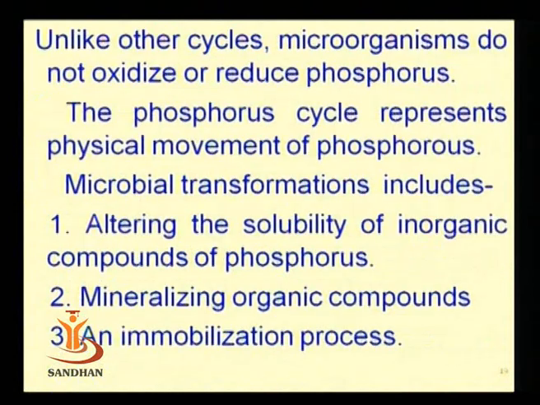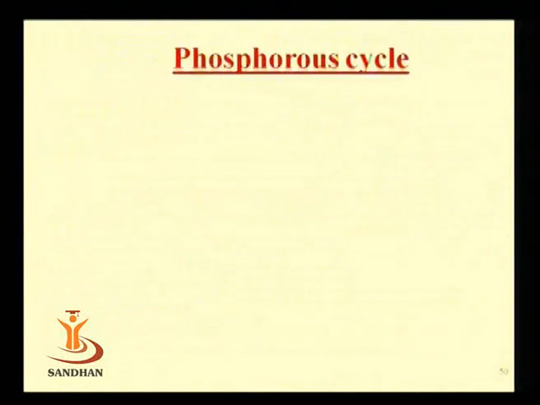Unlike other cycles, microorganisms do not oxidize or reduce phosphorus. It is merely a conversion of inorganic phosphorus to organic form and back to inorganic form. Or you can say a conversion of insoluble phosphorus to soluble and back again. The transformation occurs by altering the solubility of inorganic compounds, mineralization of organic compounds, and the immobilization process.